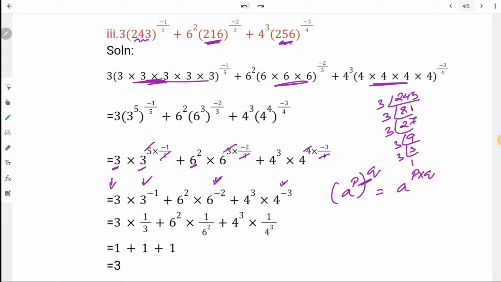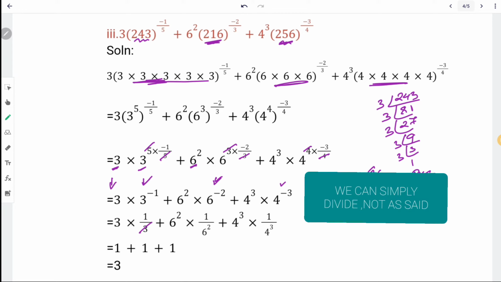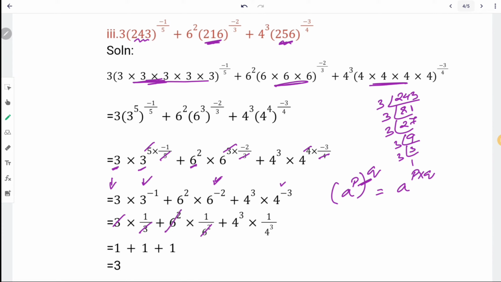Once we are done with that, then we can simply subtract again. 3 1s are 3. You can see that the denominator is 6 square, and the numerator is also 6 square, so we can divide. Then 4 cube and 4 cube can be divided, which means we just have here 1 plus 1 plus 1, which if we add, we're going to get 3.